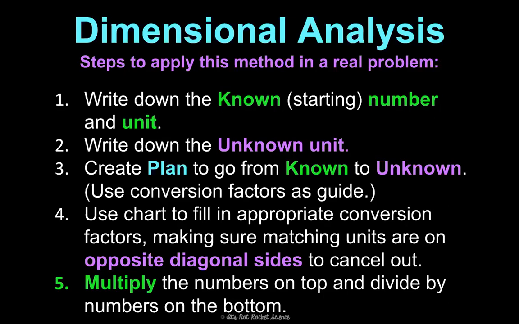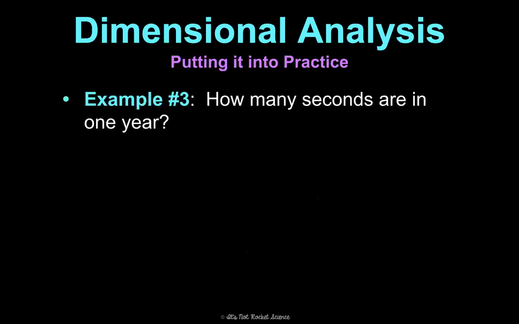So it shouldn't matter if you do all the multiplying first and all the dividing second, or if you alternate them and just go left to right as you read the problem, okay? Okay, so we're gonna do a couple examples together. So this is our first example. How many seconds are in 1 year, okay?